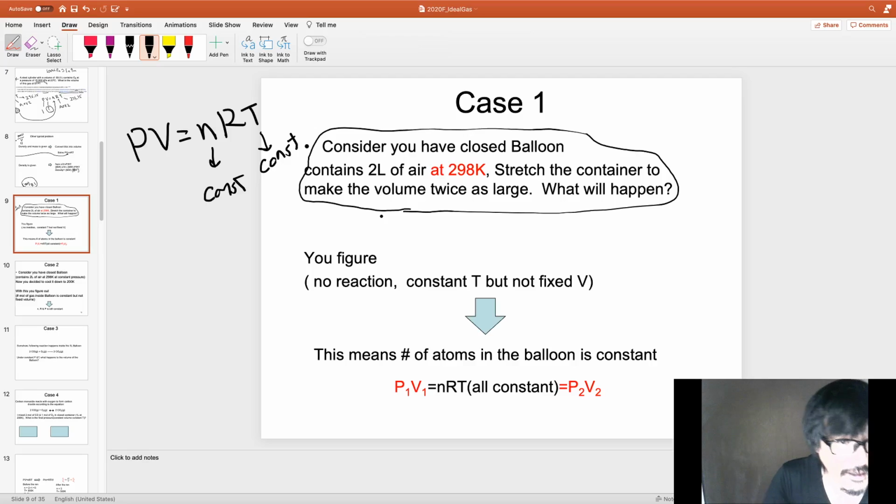Anytime you look at it, let's say I look at the system at the very first time, then the pressure times volume is equal to this nRT. And then maybe 2 hours later, I'm going to look at exactly the same system, maybe at a different pressure and volume.